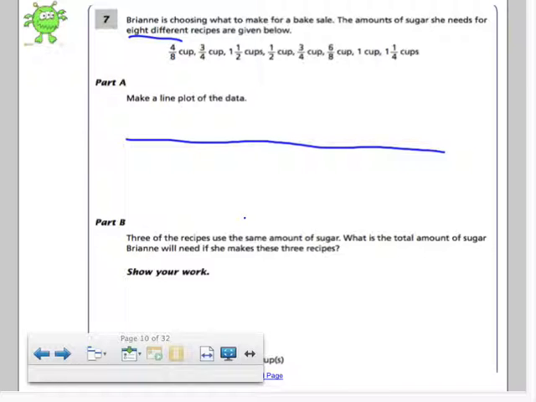Who wants to read the first one? Chloe? 4/8 of a cup. We're going to put that 4/8 right there. Who wants to read the next one? Andrew? 3/4 of a cup. We'll put that right there. Who wants to read the next one? I'm crossing them out so I don't get confused later. Ian? 1.5. That's a big one.